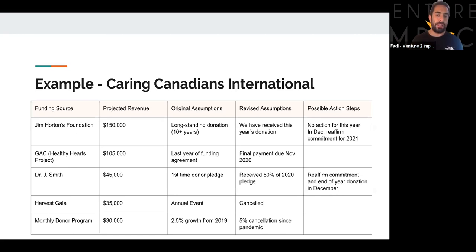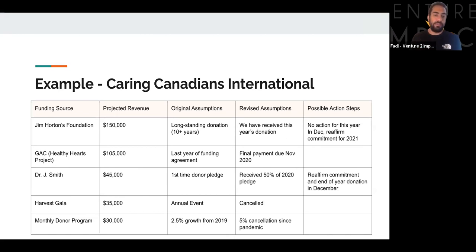So you have the Jim Hortons Foundation. This is a fake donor, and they have $150,000 in projected revenue. Caring Canadians International projected $150,000 from this donor. The original assumption is that they're just a strong donor. We've had a relationship with them for over 10 years, but then the revised assumption is that we've received this year's donation already. So there's nothing that we need to do about it, but maybe as next steps, in December, we will reach out to them and reaffirm commitment for 21.